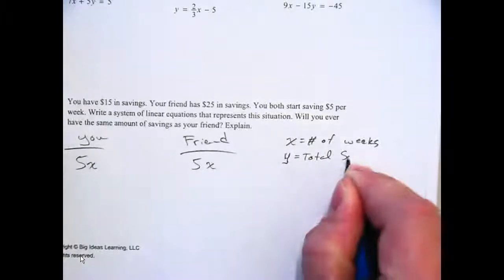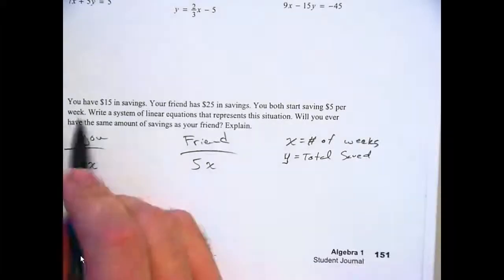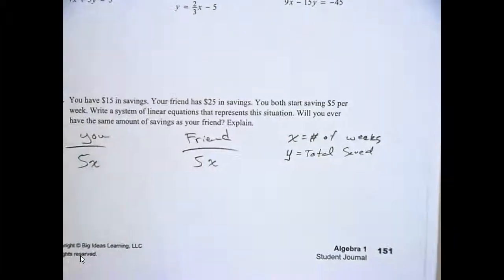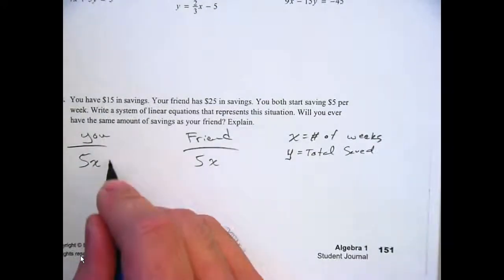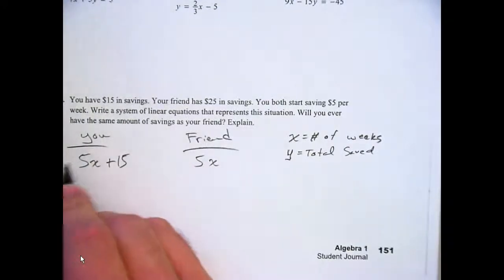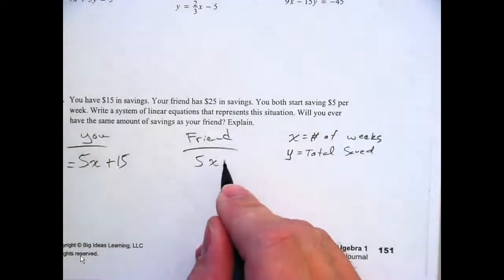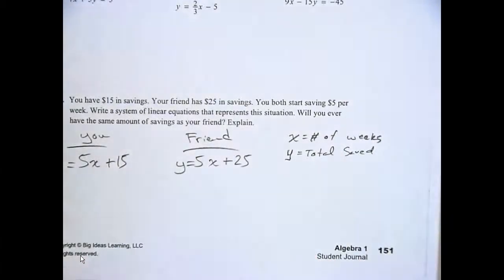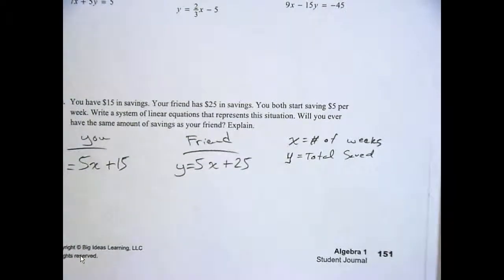Okay, so if that's the case, you have 15 in savings already. What do we have to do to our 5x that we're saving? Add 15. That's going to be our total. And how about your friend? Add 25. That's going to be your total. Are you ever going to have the same amount? No. Why not? Parallel lines. Save at the same rate. Parallel lines, you'll never have the same amount. All right, good job.